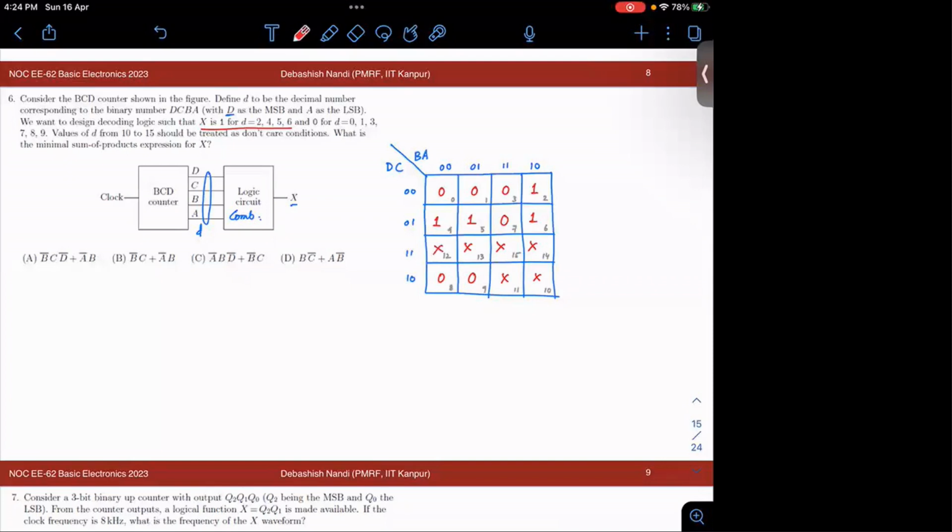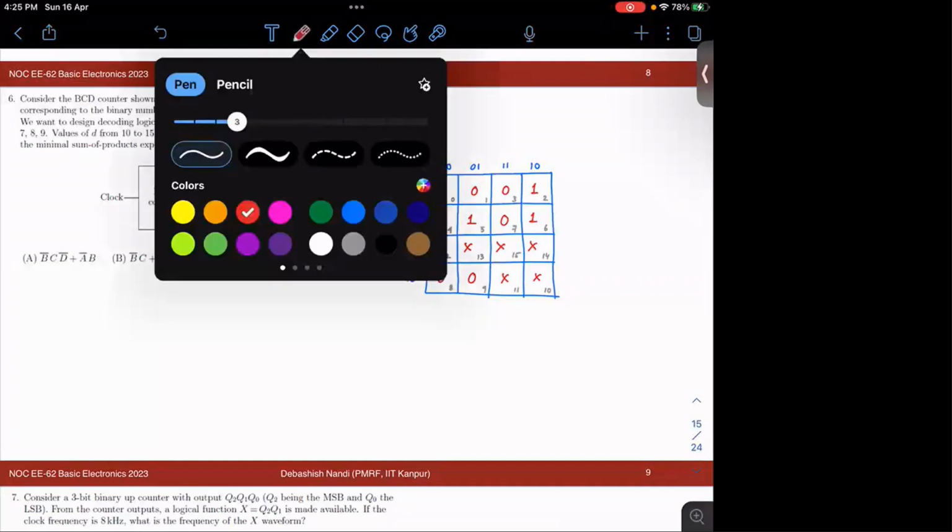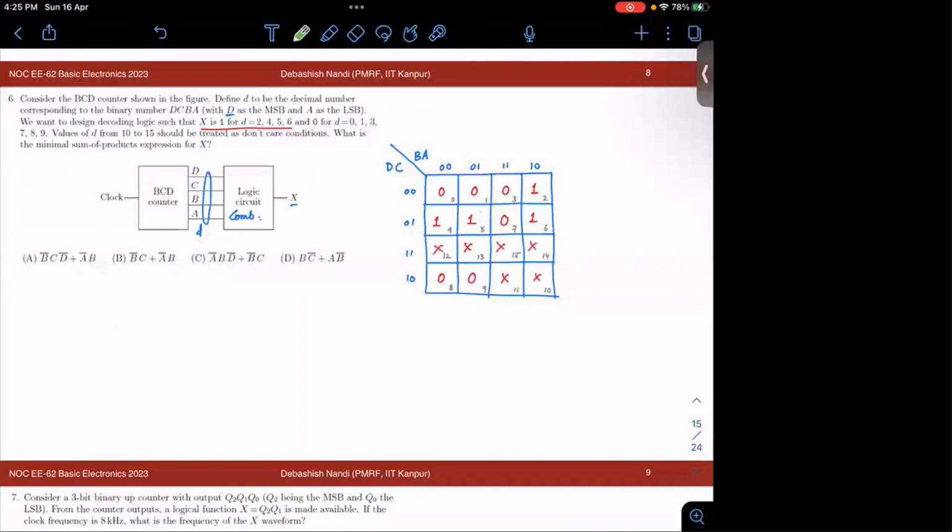Now we need to simplify this. And how do we simplify this? We have already seen it in the last week, how to simplify this kind of circuits. We need to take the maximum possible cluster of ones, right? Including don't cares. So we see we can make here 4 number of stuffs in a one cluster, and here also we can make 4 number of things. Okay, so these two are the combinations.